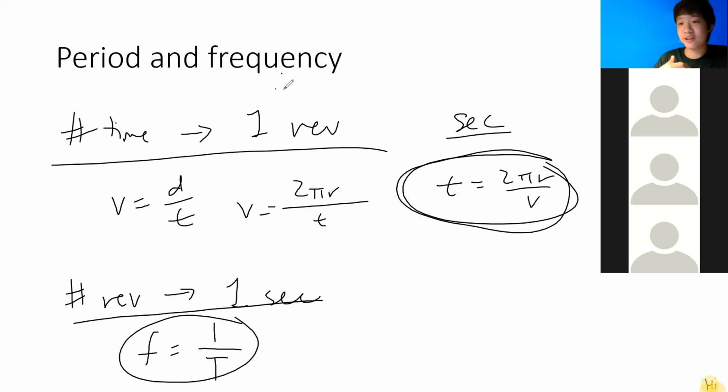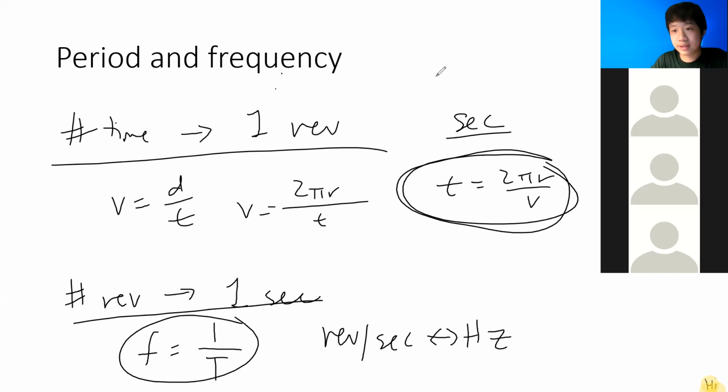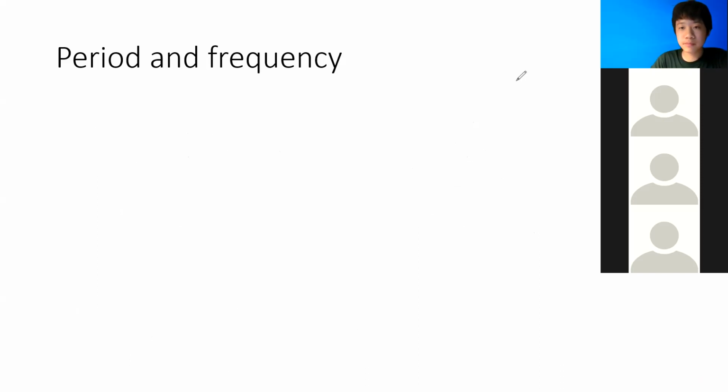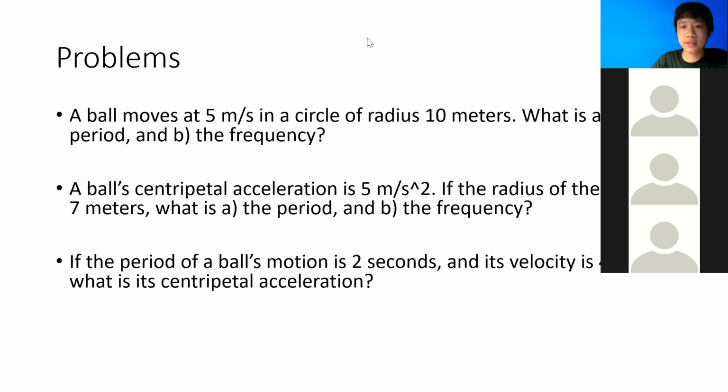So frequency is the number of revolutions the object goes around the circle in 1 second. And this is given in either revolutions per second, or another unit is hertz. These two are the exact same unit. You can give your answer in either of these forms. All right, does anyone have questions about these? All right, let's do these.